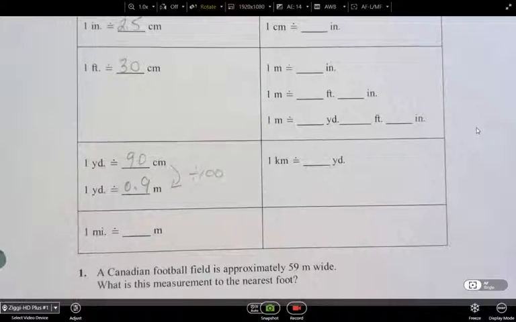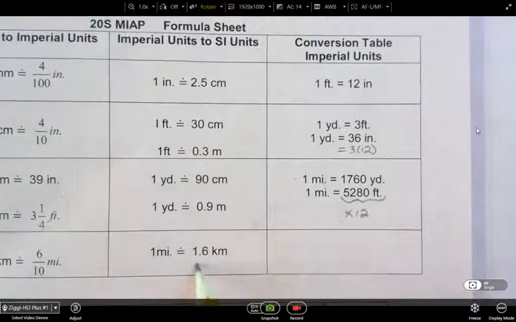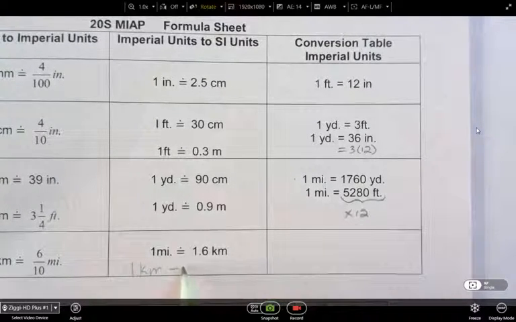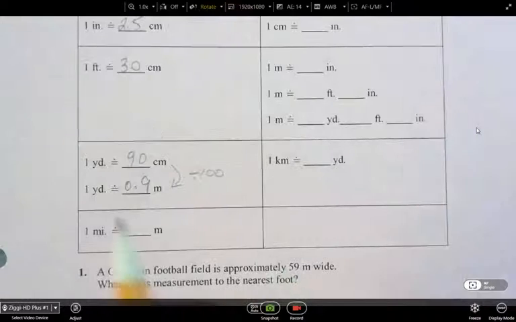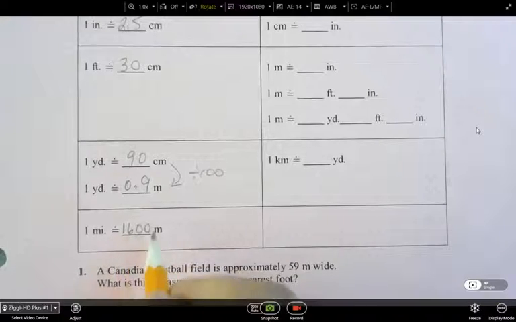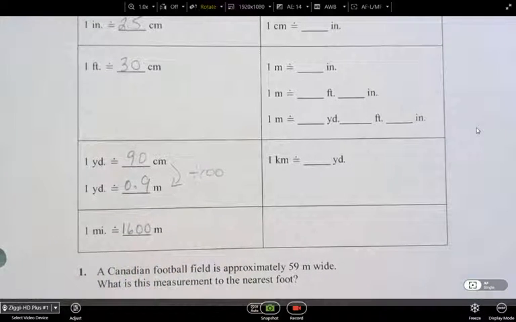And then for mile, 1 mile, on my chart here, I've got 1 mile as being 1.6 kilometers, but then how do I get from 1 kilometer to meter? How many meters is this? 1,000 meters, right? So I can take that and multiply it by the 1.6 and I get 1,600 meters. Okay.